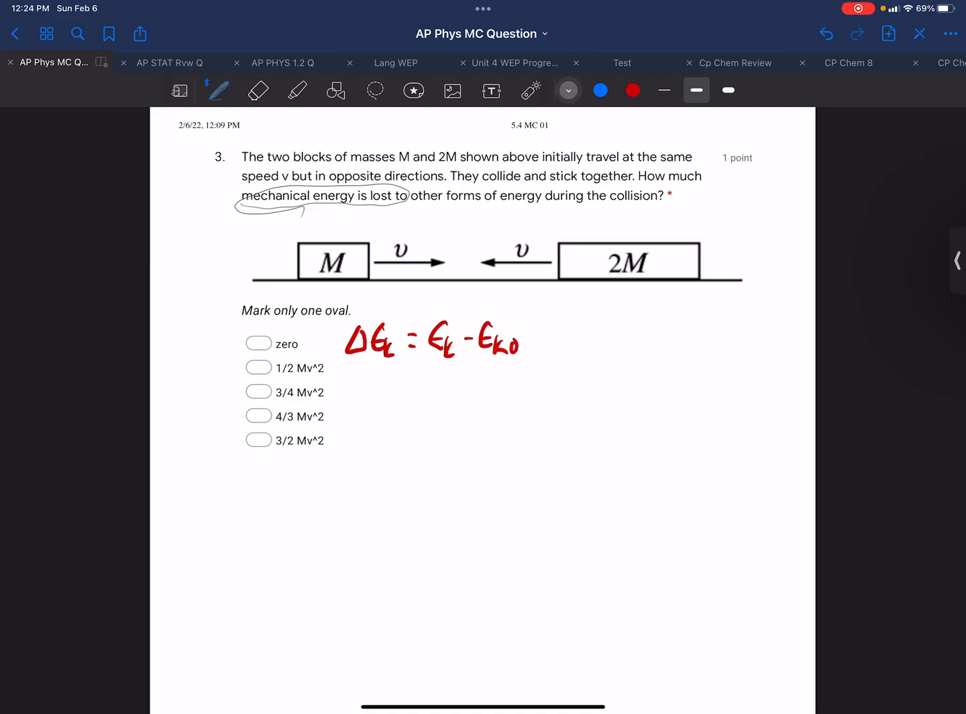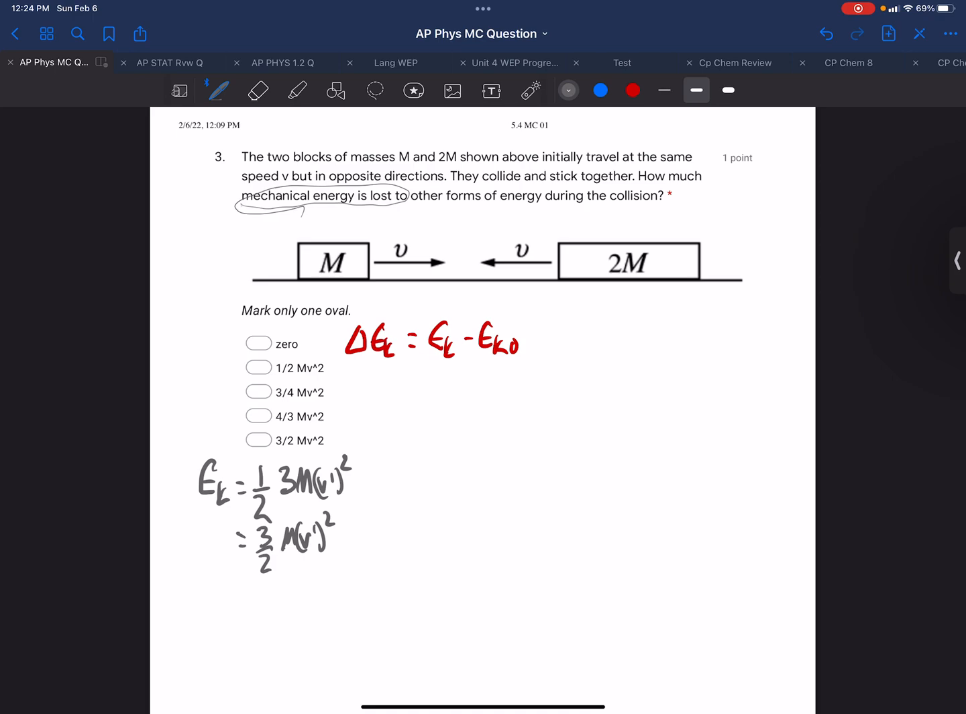Well, let's create an expression for each of those. So let's do our kinetic energy afterward. So we have 1/2 the mass. Now the mass is now 3m. We are not told what the velocity is, so that velocity is v prime squared. So we are left with 3/2 m v prime squared. We don't know what v prime is.